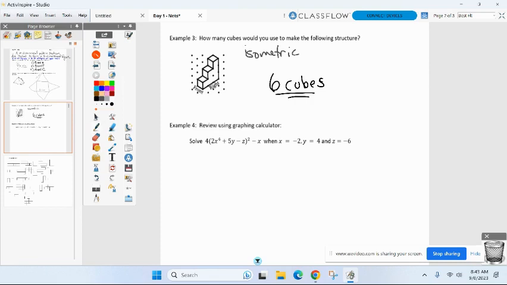Now, I get it. Some of you guys may just look at this and say, oh, I take -2, I plug it in for x. And then I'm going to take 4, and everywhere I see a y, I'll plug in 4. And anywhere I see a z, I'll plug it in for -6. That's a lot of letters and a lot of numbers, and you're going to start dealing with double negative signs.